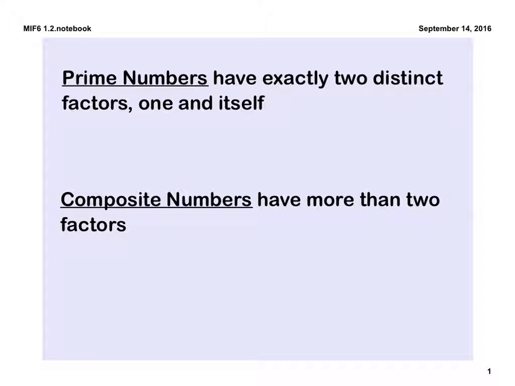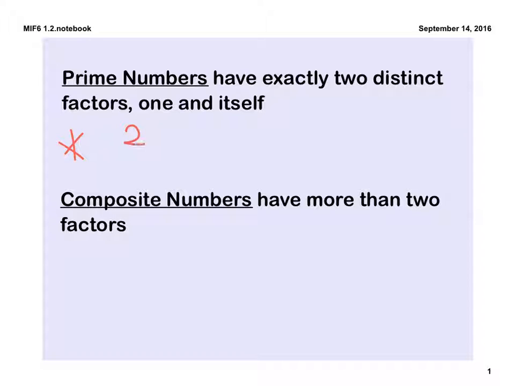In this section, we will look at something called the prime factorization of a number. And first, let's make a couple definitions clear. A prime number has exactly two distinct factors, one and itself. So the number one, if you think about the number one, is one prime? It's divisible by one and itself, but those numbers are not distinct. One only has a single factor, so one is not prime.